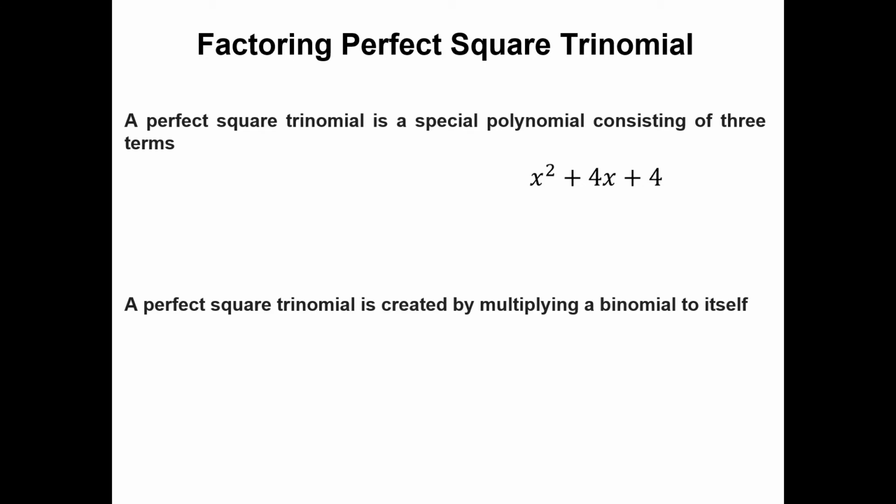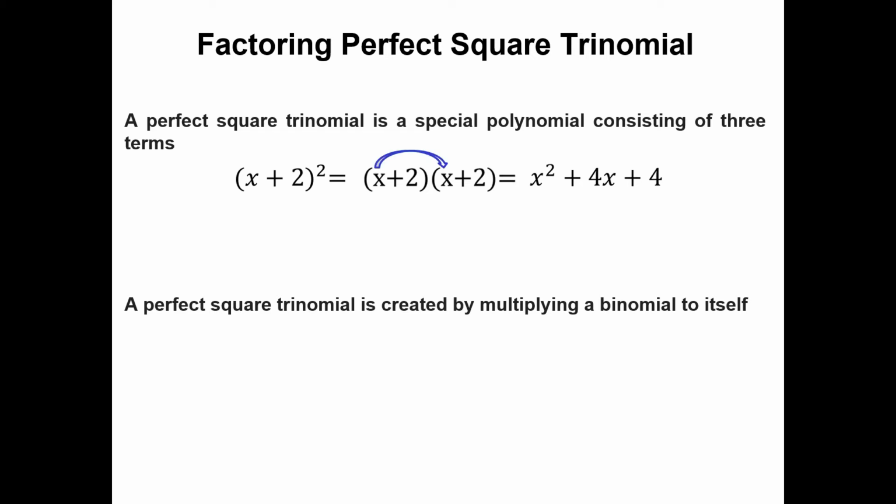A perfect square trinomial is created by multiplying a binomial by itself. Let us say the square of x plus 2. Simplifying this further, we have x plus 2 times x plus 2.